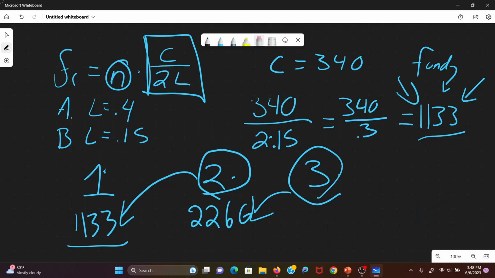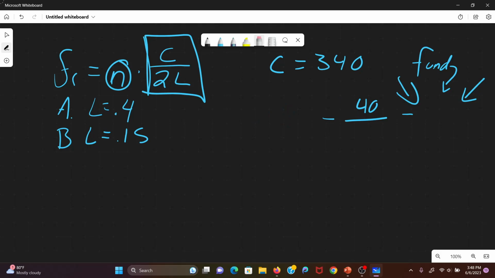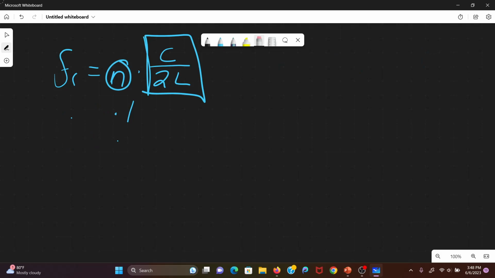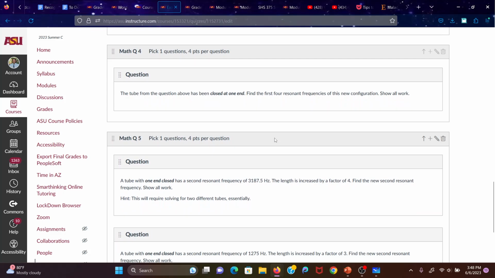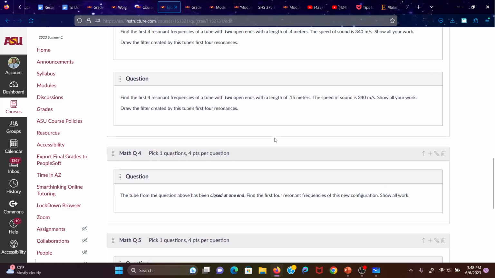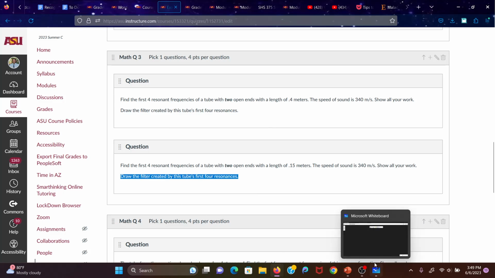Okay, the next question was easy for me to write because it said the tube that you just looked at has been closed at one end. So I didn't have to write 2 different questions. I could just refer back to that question. We have a new formula too, so I'm going to get rid of that. So the tube has been closed at one end. Here we go. The tube from the question above has been closed at one end. Find the first 4 resonant frequencies of this new configuration. Oh, sorry. You needed to draw the filter again.